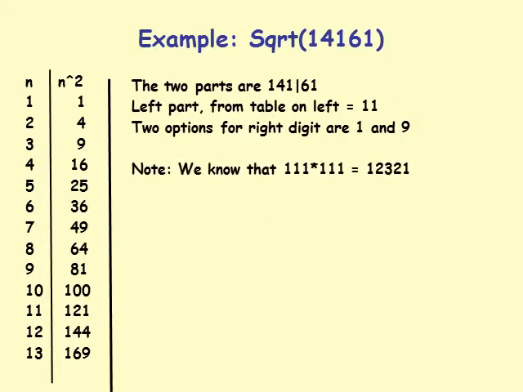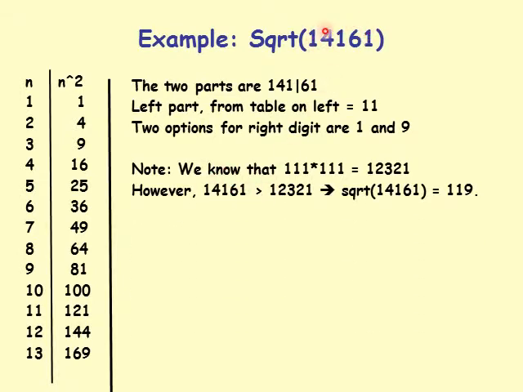Let's continue here. We know that if 1 was the digit of choice, then we would have 111 times 111, which is 12321, and which is not the same as 14161. However, 14161, the one we are looking for, is larger than 12321, and so the square root of 14161 must be 119, not 111.